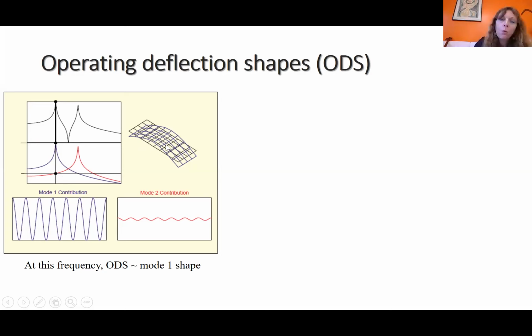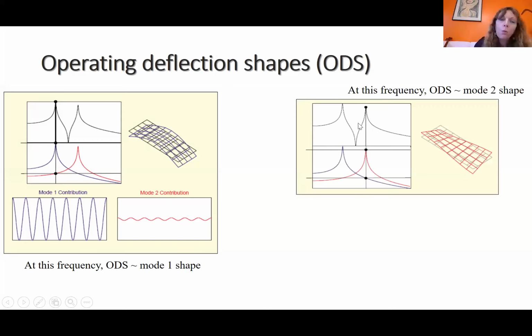Okay, so here the operating deflection shape is equal to the mode 1 shape. Now, if we move to another frequency, the frequency of mode 2, you can see that at this frequency we will excite mode 2 very strongly, and we will barely excite mode 1. So here, at this frequency, the operating deflection shape is going to be the shape of mode 2, or very close to.